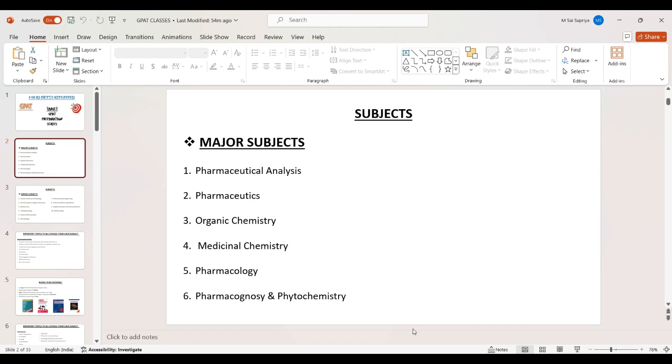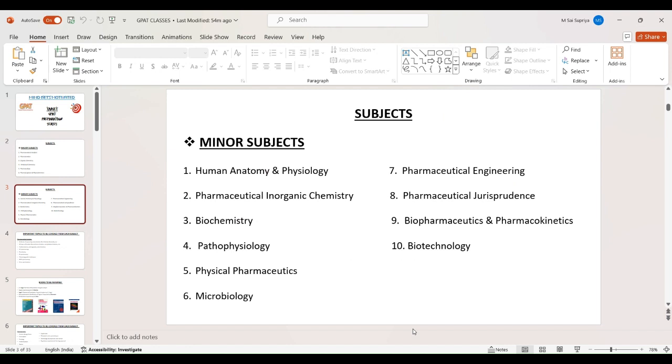If we see the major subjects, they are pharmaceutical analysis, pharmaceutics, organic chemistry, medicinal chemistry, pharmacology, pharmacognosy. The minor subjects are HAP, inorganic chemistry, biochemistry, pathophysiology, physical pharmaceutics, microbiology, engineering, jurisprudence, which we also call forensic pharmacy, BPPK, that is biopharmaceutics and pharmacokinetics, and biotech.